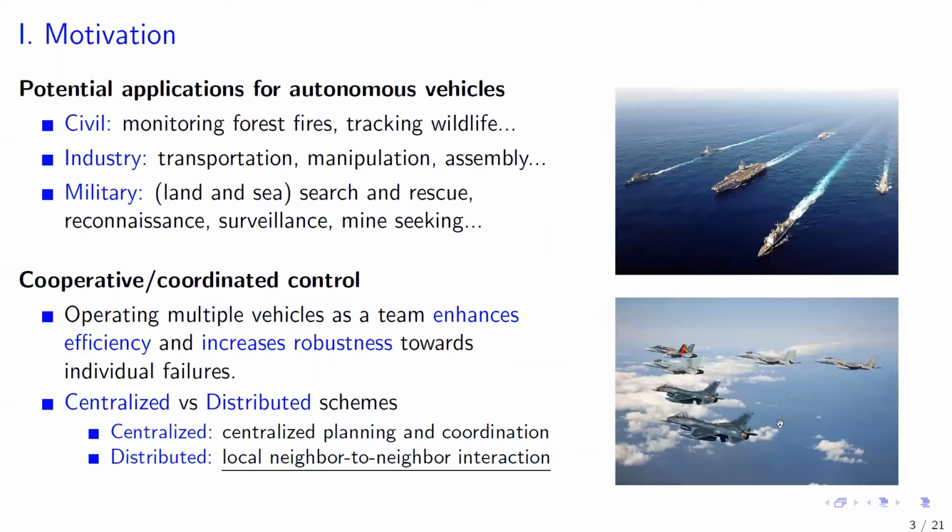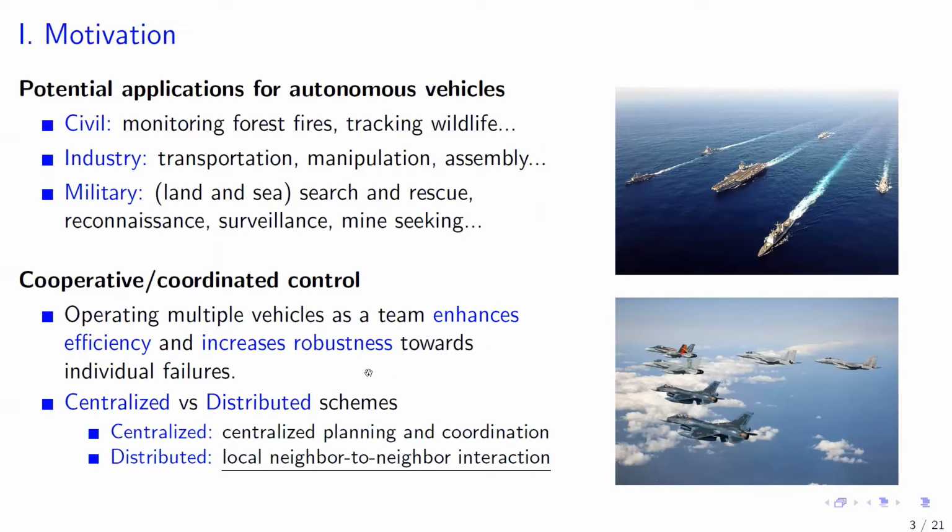So, autonomous vehicles are widely used in civil, industry, and military. While single vehicles performing solo missions will yield some benefits, greater benefits will come from the cooperation of teams of vehicles. In particular, operating multiple vehicles as a team enhances efficiency and increases robustness.